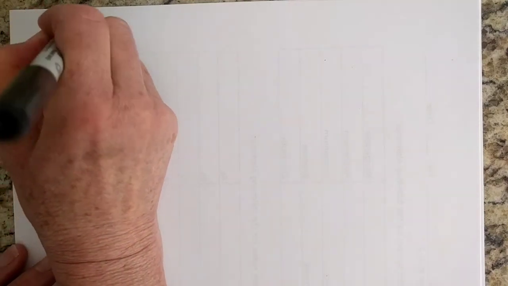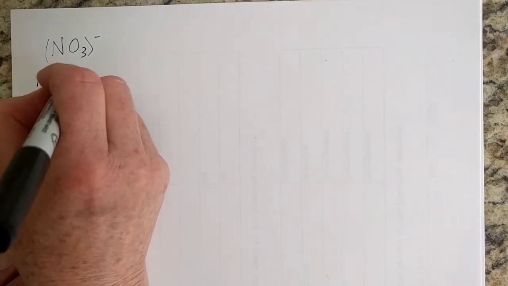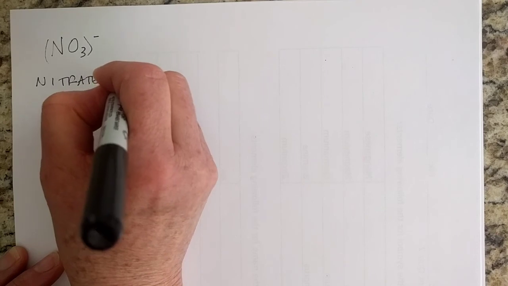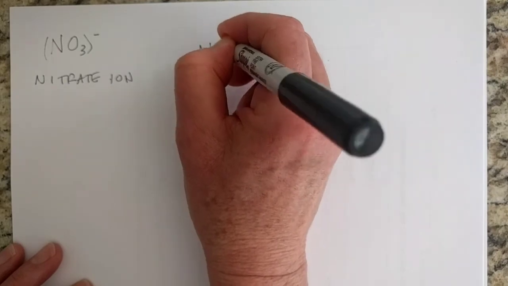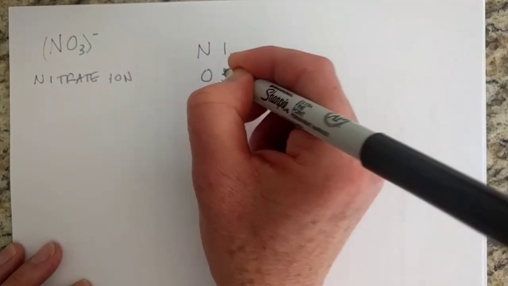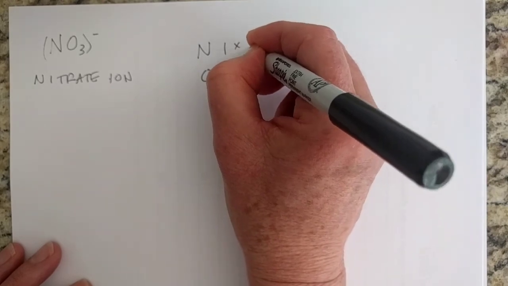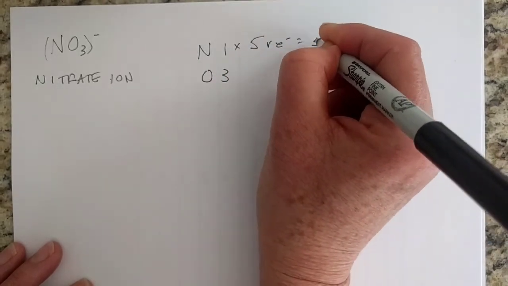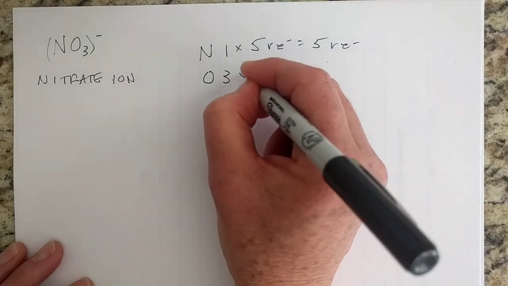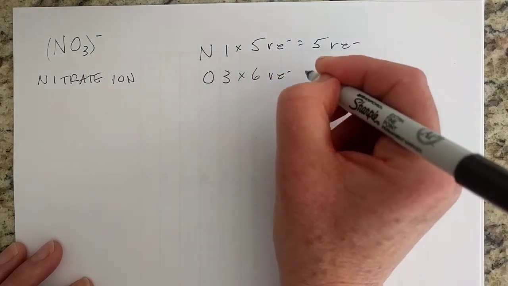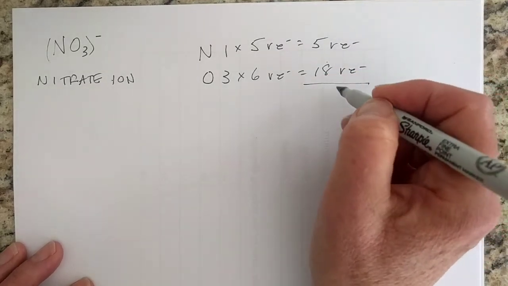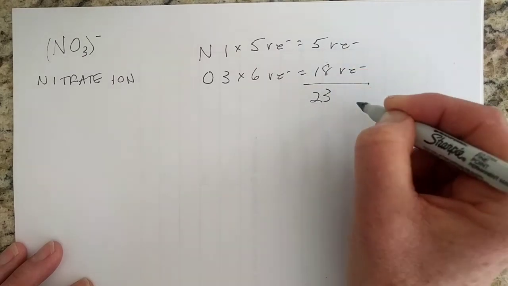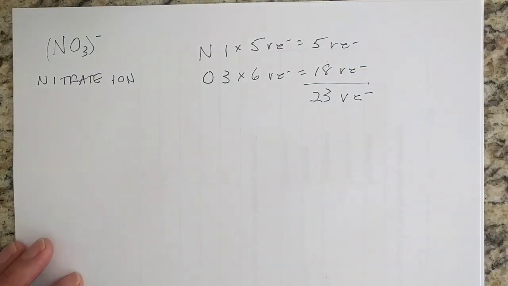And this one is NO3 minus. This is called the nitrate ion. So let's do our valence electron count. 1 nitrogen, 3 oxygens. Nitrogen in group 15 with 5 valence electrons, oxygen in group 16 with 6 valence electrons. 6 times 3 is 18 valence electrons. We add them up. 5 and 18 is 23. We have 23 valence electrons.